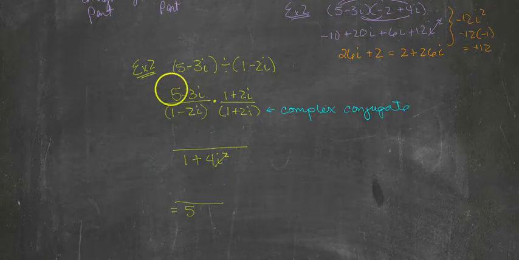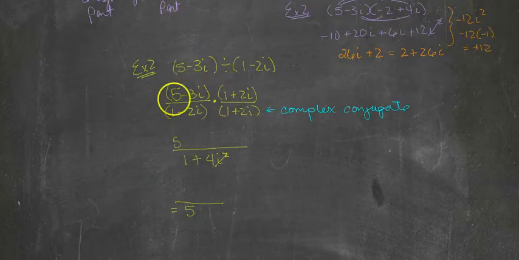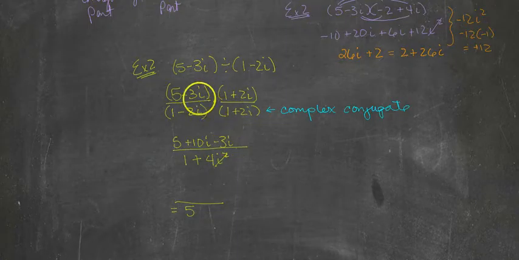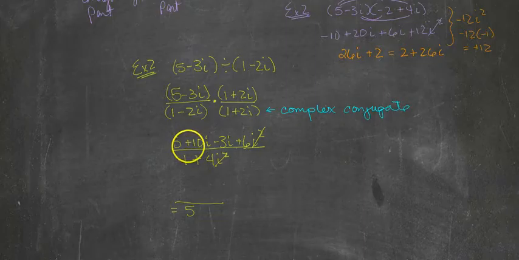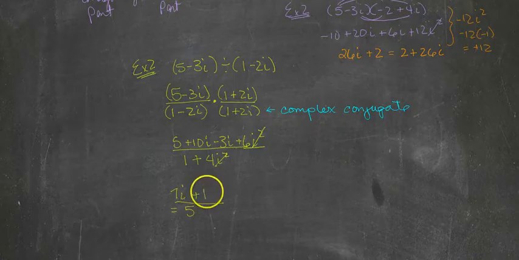But what about the numerator? Well, this is just multiplying binomials, so I'm going to use distribution. 5 times 1 is 5. 5 times 2i is plus 10i. Negative 3i times 1 is minus 3i. And negative 3i times 2i is minus 6i squared. i squared is a negative 1, so I can just change that sign, and now I just combine like terms. 10 minus 3 is 7i, and 5 plus 6 is 11.